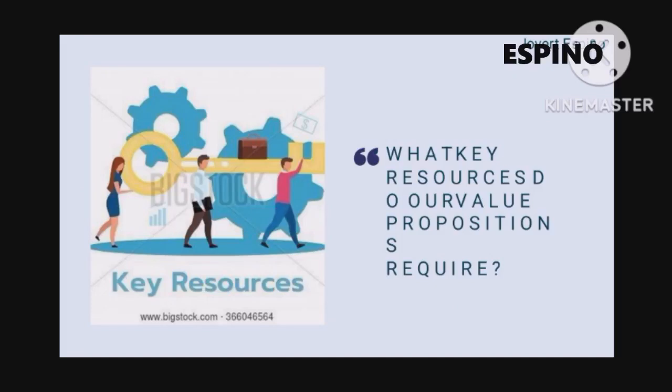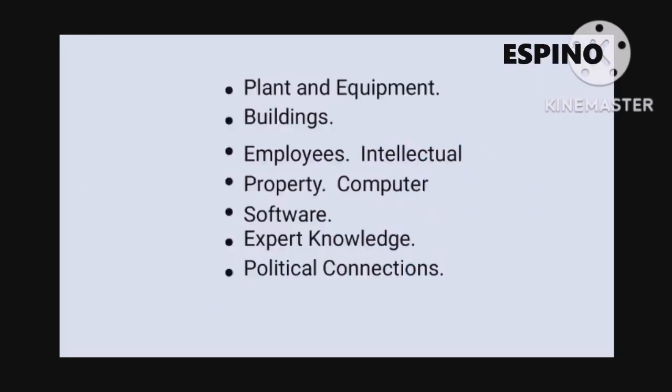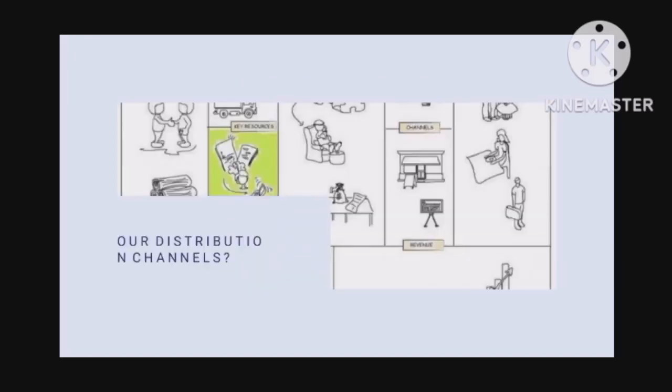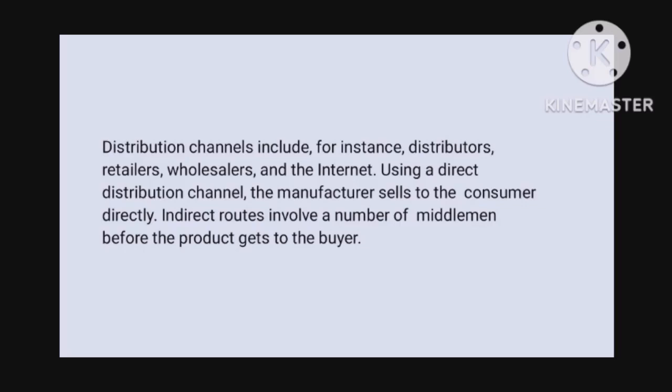What key resources do our value propositions require? Plants and equipment, buildings, employees, intellectual property, computer software, expert knowledge, political connections, or distribution channels. Distribution channels include, for instance, distributors, retailers, wholesalers, and the internet. Using a direct distribution channel, the manufacturer sells to the consumer directly. Indirect routes involve a number of middlemen before the product gets to the buyer.